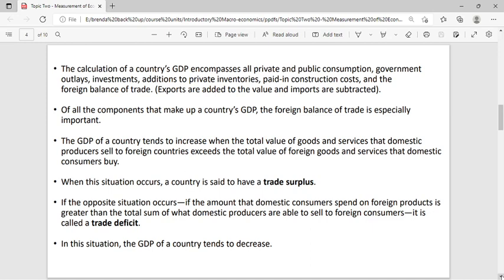But if it is the other way around, then the country is spending more, which might put us into a deficit. So all the components that make up a country's GDP are very important. This is what I've been talking about: when our exports are greater than imports, we have what we call a trade surplus. And when imports are greater than exports, we have a trade deficit. And therefore, our GDP tends to decrease with such a situation.